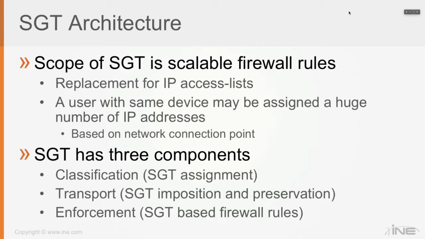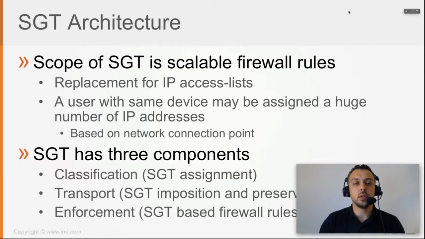So the outcome is that we want to control network access of the users no longer based on IP addresses, but based on the context of that user. So the context is going to in the end mean the SGT tag value assigned to that user once it got authenticated in the network.